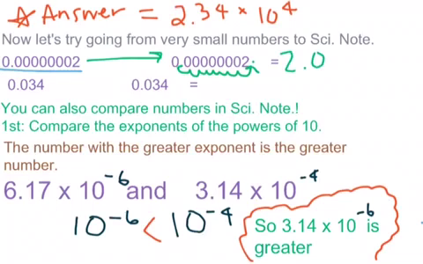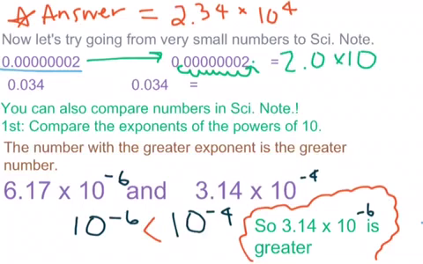2.0 times 10 to the, now remember, with really large numbers, the exponents are always positive. This is a very, very small number, so we're always going to be dealing with negative exponents. Remember, negative exponents go on the bottom of fractions, which makes them a fraction of a whole number.